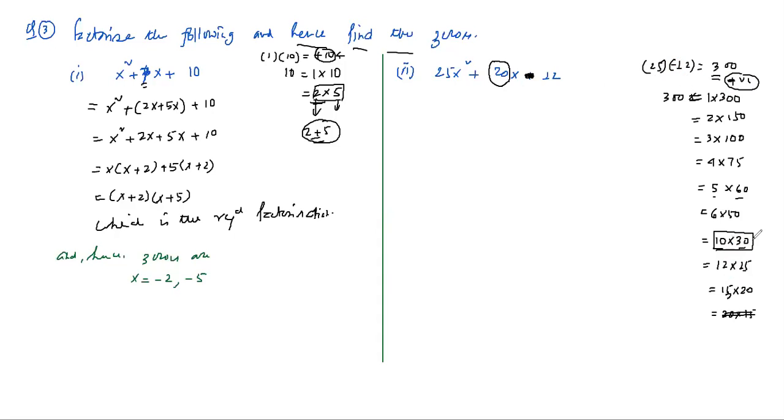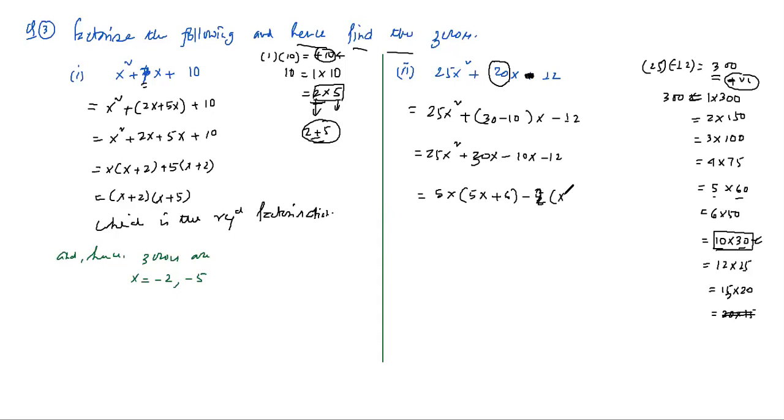That is the idea. You are correct. Once I consider this as minus 12, we can proceed. So it will be 25x square. Then this 20 can be written as 30 minus 10. Had it been positive, it would not have given you the answer. Remember it. So it is 30x minus 10x minus 12. From here I can take 5x common, so 5x and 6 will be left out. Then I can take 2 common from here, and 5x plus 6 will be left out. So overall we get 5x minus 2 times 5x plus 6, which is the required factorization.